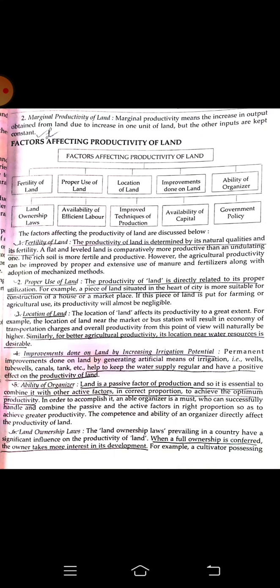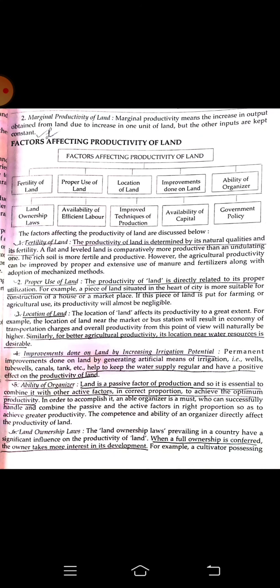So if that same building is built somewhere in Rajasthan, those factories cannot survive there because the location is wrong, and the raw materials they need, they are not going to get them. Right, so location of land is also very important.